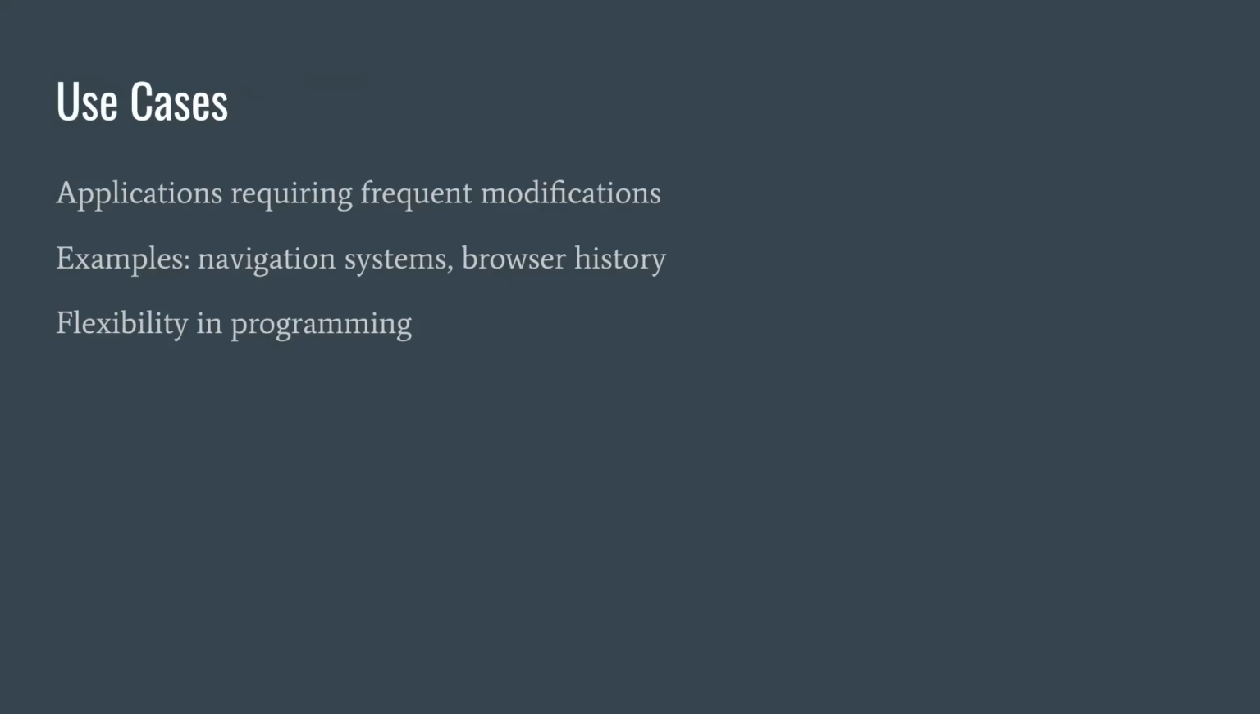Use cases. So doubly linked lists are ideal for applications that require frequent insertion and deletion operations, and also bidirectional traversal. They are often used in various real-world applications, such as navigation systems, gaming, and managing browser history. And because of their flexibility in insertion and deletion, it makes a powerful tool in a programmer's toolkit.